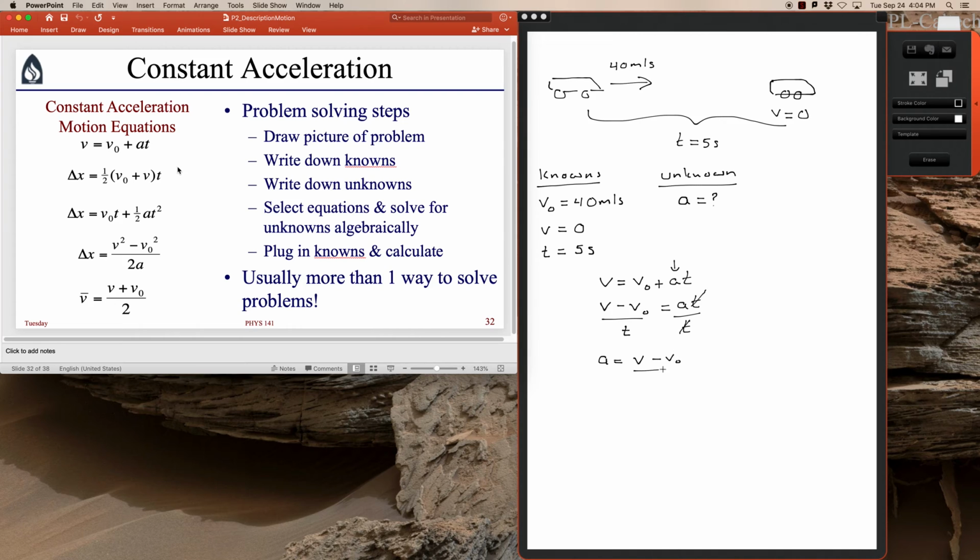So if I plug in numbers, my final velocity is 0. The initial velocity was 40 meters per second. And the amount of time that passed is 5 seconds. So it looks like my acceleration is now going to be equal to minus 8 meters per second squared. So that would be the acceleration, the answer to part A.